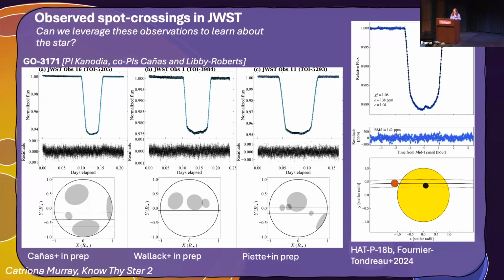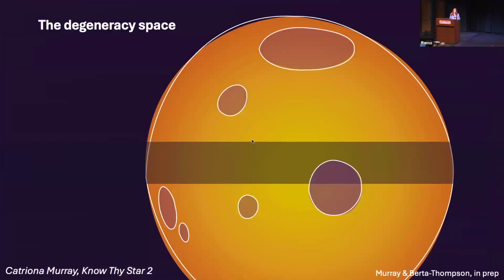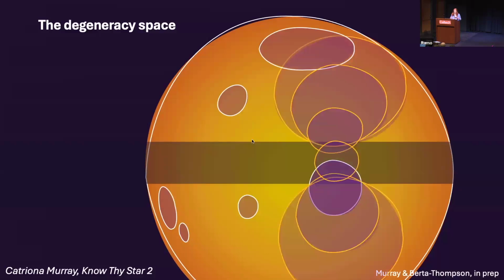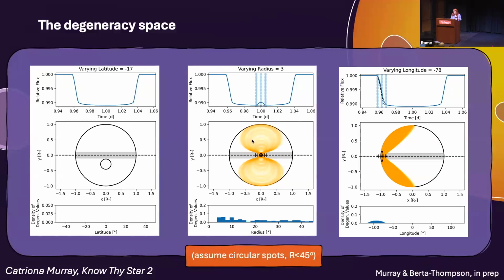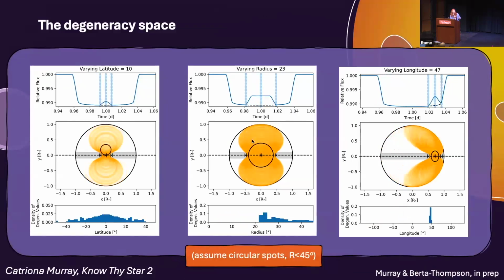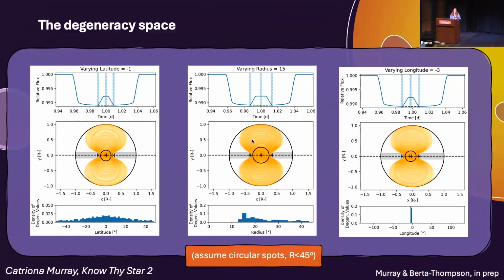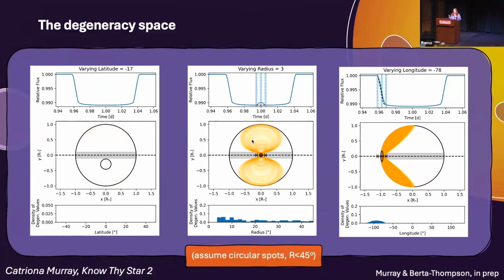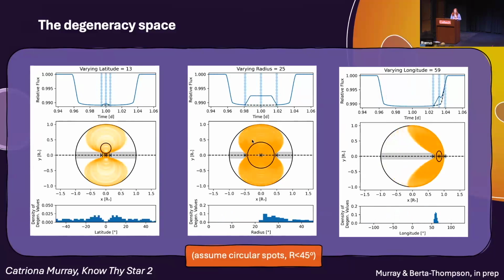And so I'm interested in the question that Elizabeth Newton opened yesterday, which is, can we leverage these observations to learn about the star? And a big challenge with that is the fact that you have degeneracies. So that boils down to if you have a transit chord with a spot on it, there's a number of other spots that could give you the same signature in your light curve. So I've been working on trying to map the degeneracy space of these spot crossing events.